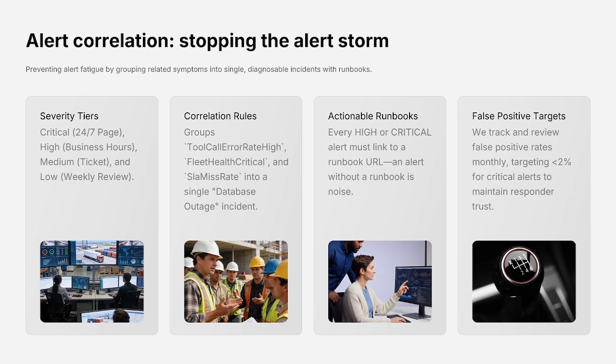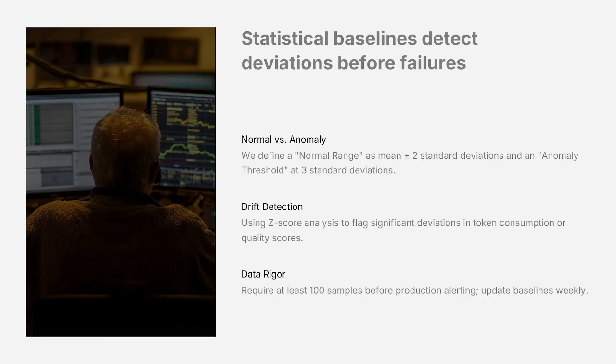So false positive target. We track and review false positive rates monthly, targeting less than 2% for critical alerts to maintain responder trust. So collect alerts for the false positive target, so that you'll be able to measure whether your agents are giving you false output or true output. So that is the content of chapter 7.5.